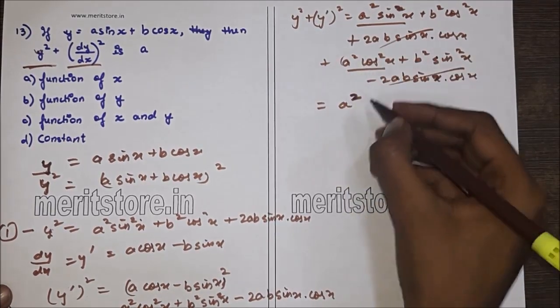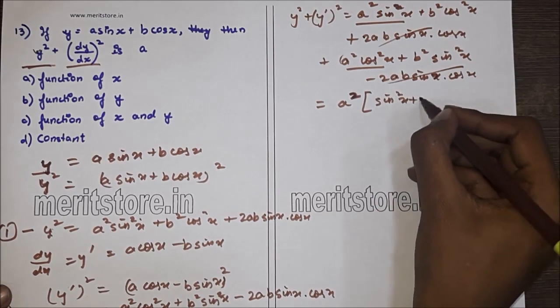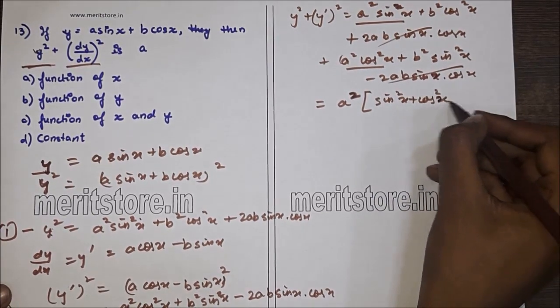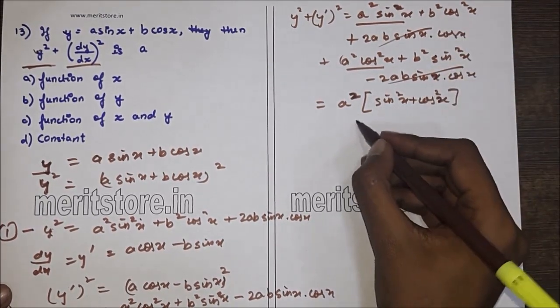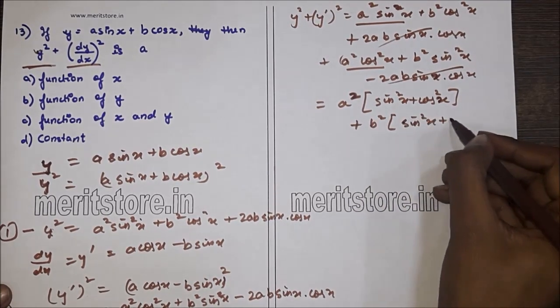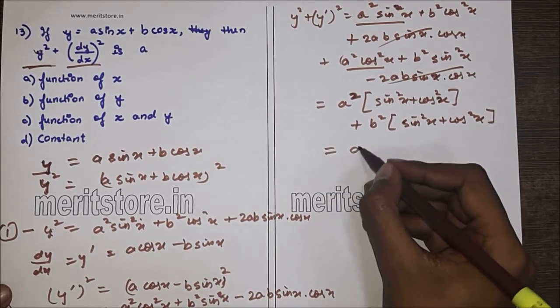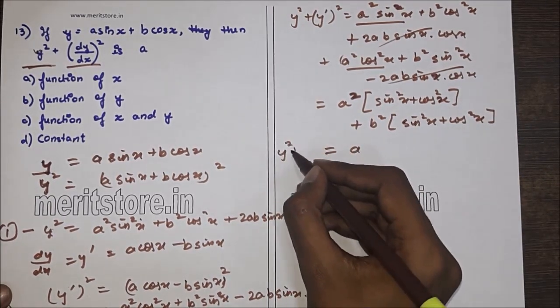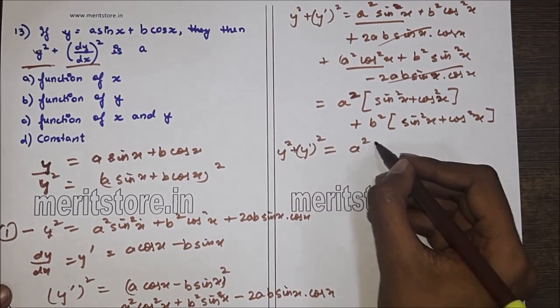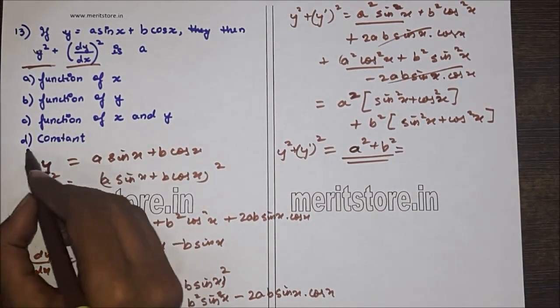So now we take these terms common. We take a square common in this term, we get a square times sin square x plus cos square x. Similarly, we take b square common, we get b square times sin square x plus cos square x. Now sin square x plus cos square x is 1. We get y square plus y dash square is a square plus b square. So this is a constant term. So the answer is D, constant.